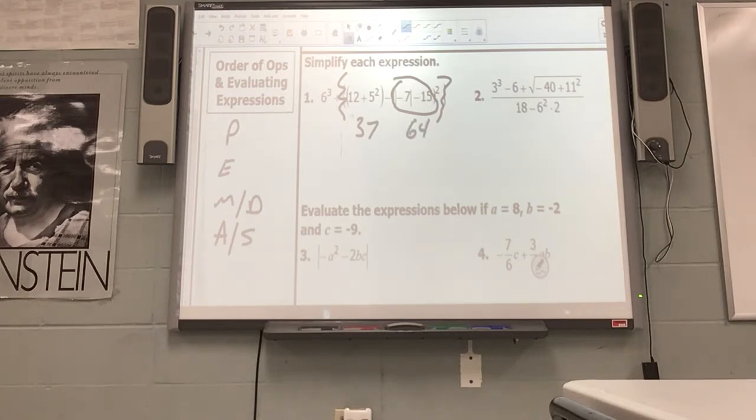But look here, we're still in these grouping symbols, and we still have this sign between those two, right? So now I would subtract. What's 37 minus 64?